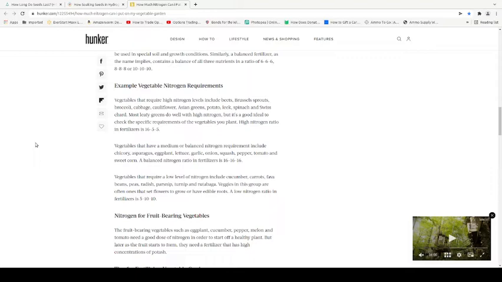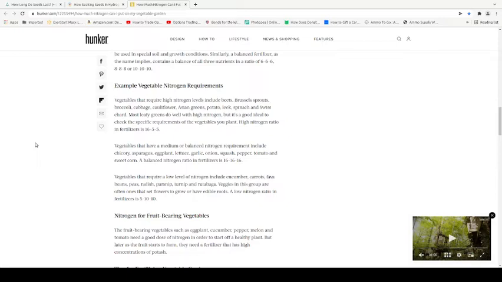Vegetables that require low-level nitrogen include cucumbers, carrots, fava beans, peas, radish, parsnip, turnip, and rutabaga. These vegetables are the ones that set flowers to grow or have edible roots. A low nitrogen ratio in fertilizer is a 5-10-10.